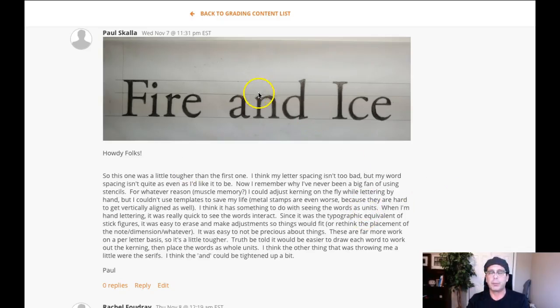And I explained why I think this assignment is so very effective, because you have no choice but to establish a very intimate relationship with the letterforms if you draw them out by hand. And that is so important.